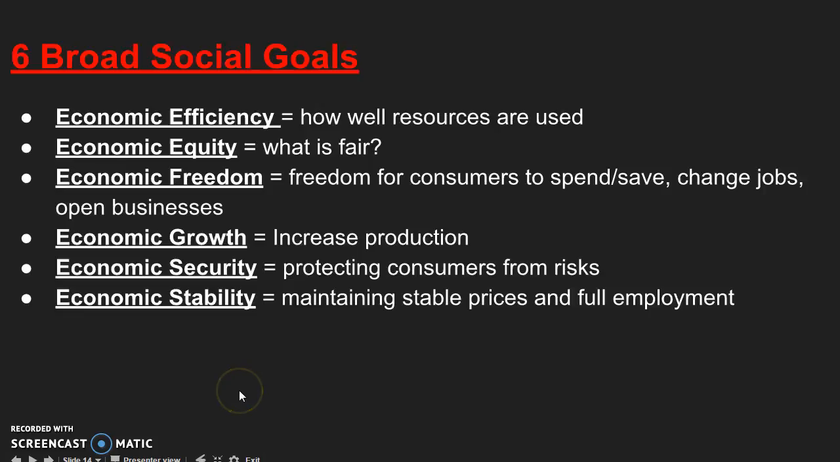And then economic stability is maintaining stable prices, where prices aren't going dramatically up or dramatically down from day to day. They're kind of staying stable, and you have full employment. And remember, full employment does not mean zero unemployment. Zero unemployment is impossible. Full employment basically means that you're having the highest level of employment possible in your specific economy. So those are our 6 broad social goals.